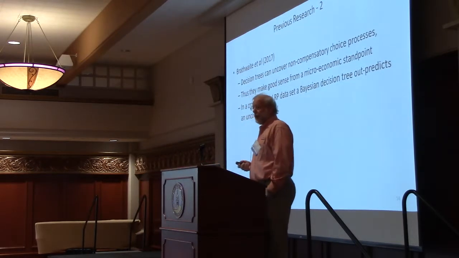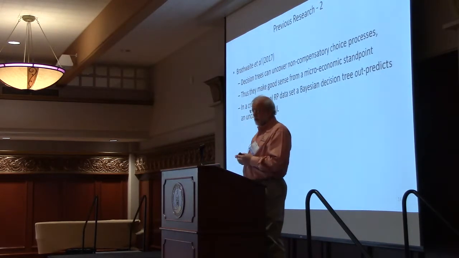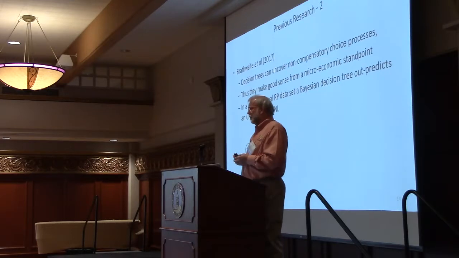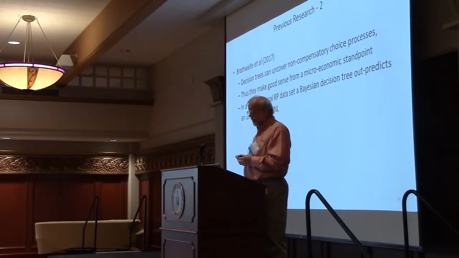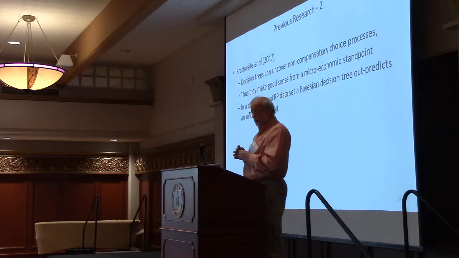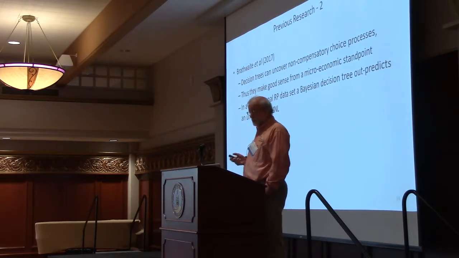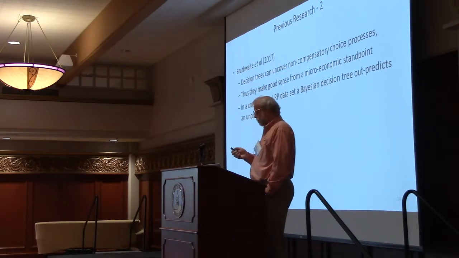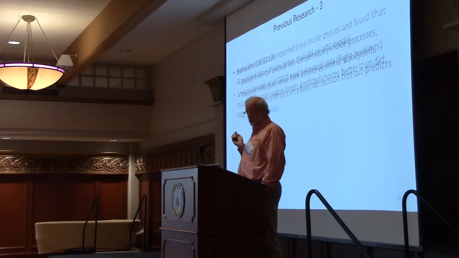But real markets might not be that way. In real markets, some attributes might be product killers, and you can pick that up with a tree in a way that you can't with a linear model. So he said these trees also make good sense from a microeconomic standpoint, and in his cross-sectional data set, he found that a tree outpredicted the logit model as well.